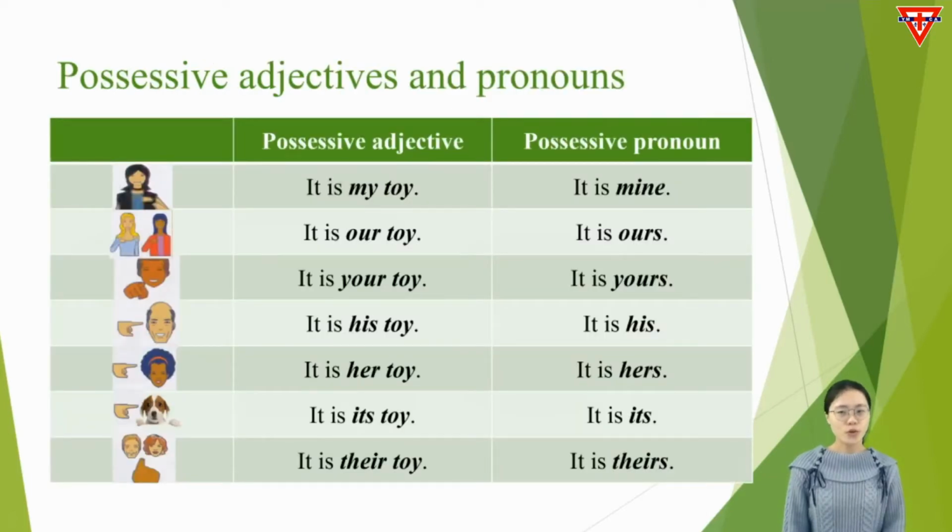When we want to show that something belongs to someone, we may use the possessive adjective with a noun, like my toy, our toy, your toy, his, her, its, and their toy. Unlike possessive adjectives, possessive pronouns can replace the noun and noun phrase that I already mentioned.